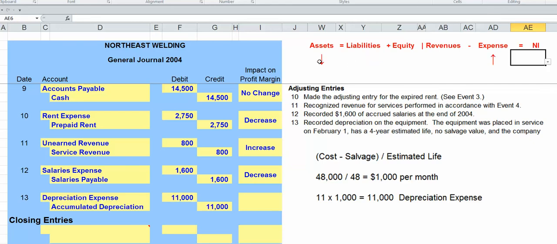This transaction involves a decrease in assets, that's our credit to accumulated depreciation, an increase in expenses, that's our debit to depreciation expense. The increase in expenses, of course, decreases net income, so the impact on our profit margin overall is a decrease in our profit margin.